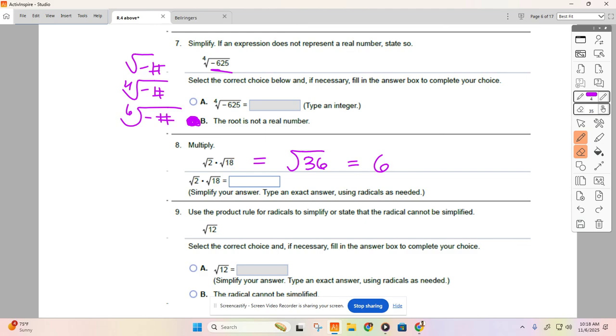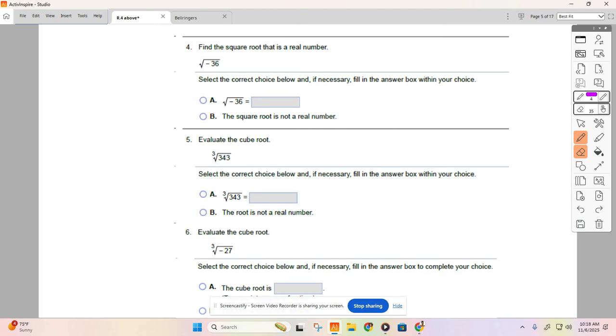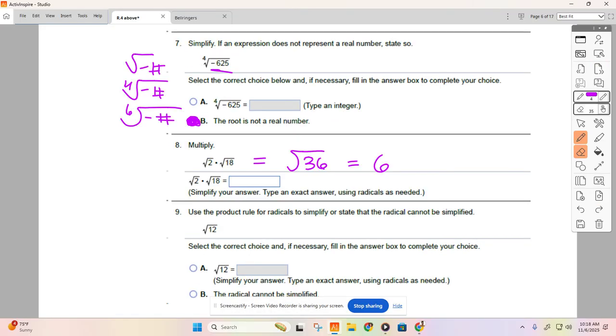But on 6 it had a negative. Think about this: negative 3 times negative 3 times negative 3. This will give me a 9, and a 9 times a negative 3 gives me a negative 27. But when you're doing evens, like if I tried to do this one with 625, it would be 5 to the fourth root.